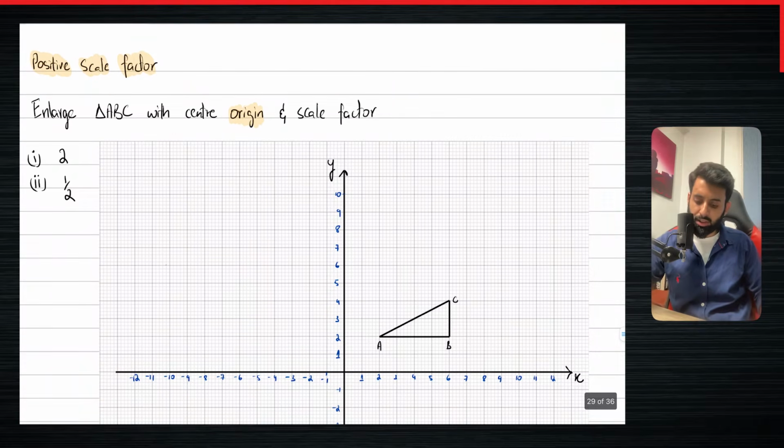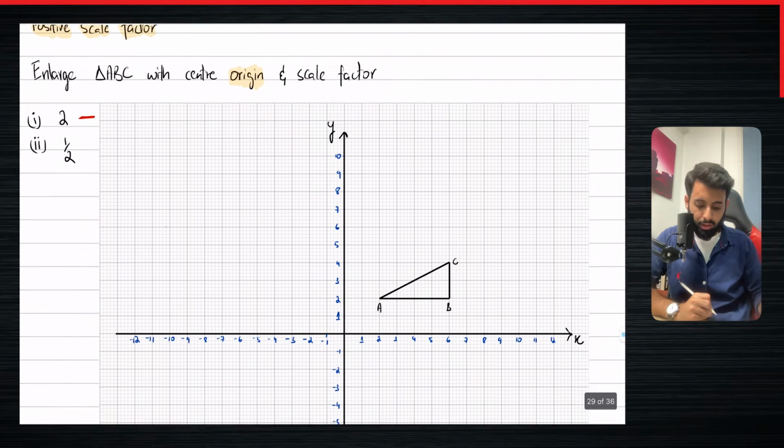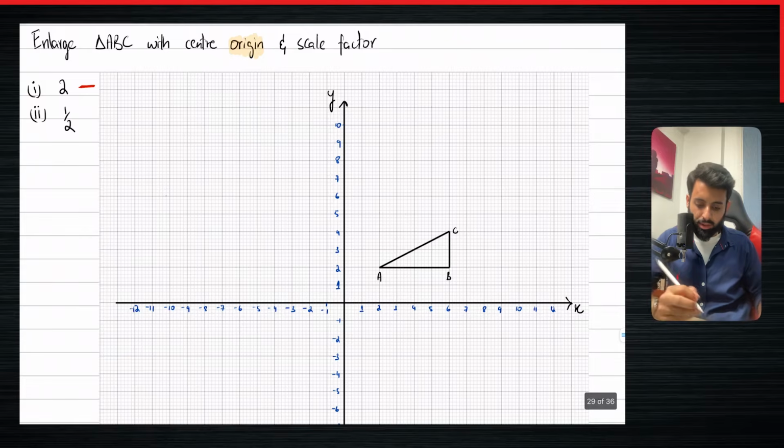It says enlarge triangle ABC with center origin and scale factor. In the first part, it's 2, and in the second part, it's half. For the first part, I'll color code it and do it with red color. Now, the way this works is, you know what your center is. So that it's prominent, I'll make an X at the very center.